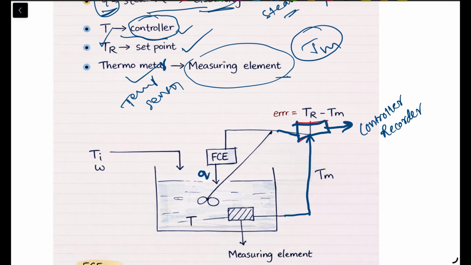Then what is the error calculation here? Error is the desired temperature minus the measured temperature. The difference between the two values is called the error. This error signal tells the controller how much correction is needed. For example, if the error is positive, the controller will increase the heat input, as I discussed previously. If the error is negative, the controller will reduce the heat input.